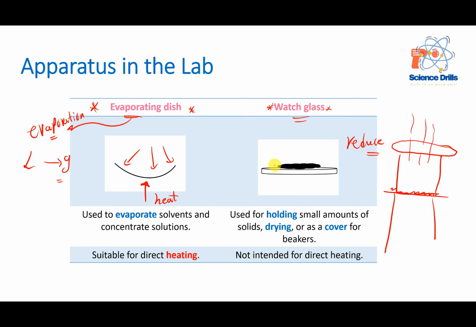It is also used in another way. It is used to transfer, for example, chemicals from the preparation room to the lab. So we can say here it is used to hold small amounts of solids, for drying, and to cover beakers. It is also not suitable to be used for heat.